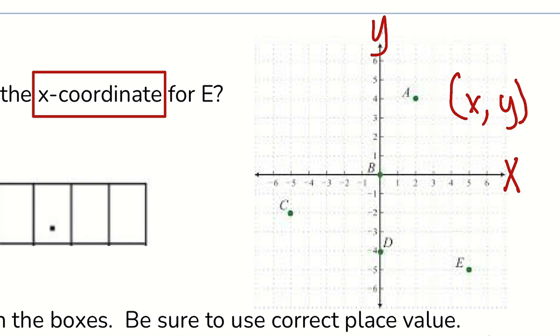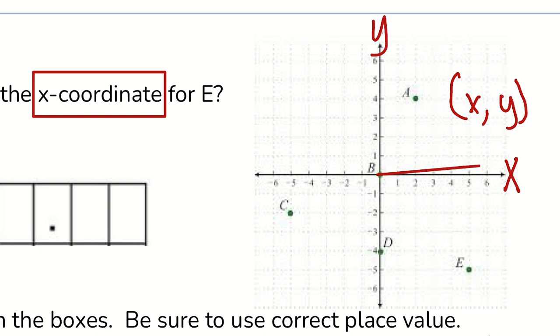So they're talking about point E, so do I really even care about these other points? No way. So starting at the origin, remember x before y, or we walk before we climb up or down the stairs, however you want to remember it. But starting from the origin, I'm literally going over.